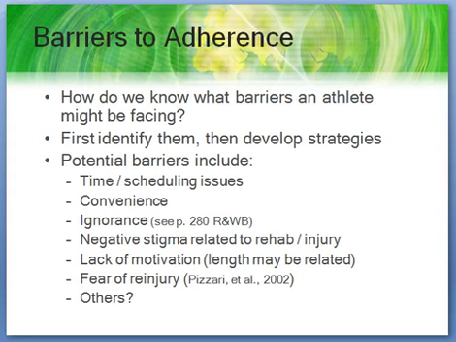And some of the more common ones you'll see listed here would be scheduling, certainly working with college student athletes, that's a common one. Convenience, location of the training room. Ignorance about how important it is to do rehab and how to follow particularly things that they should not do. There could be a negative stigma related to it. Maybe it's just a weakness thing, and they're very macho in their attitude. Could be lack of motivation. Could also be they're really not ready to do rehabilitation.